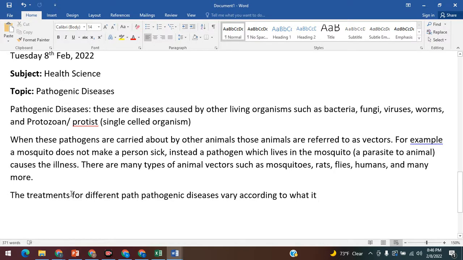The treatments for different pathogenic diseases vary according to what they are caused by. Okay, and the good thing about pathogenic disease is that you usually could prevent yourself from getting them as a general rule. So prevention of pathogenic diseases, just gotta be clean. That's it.